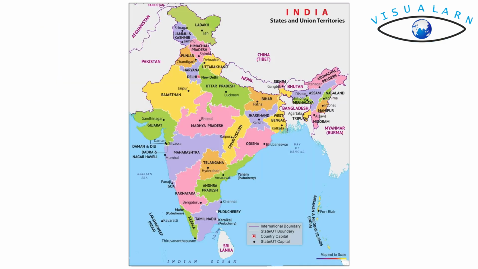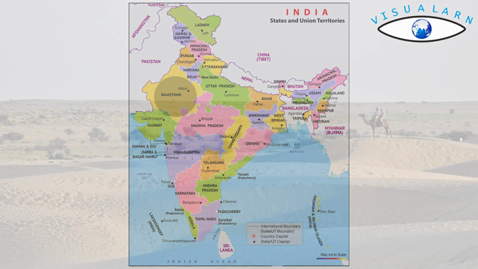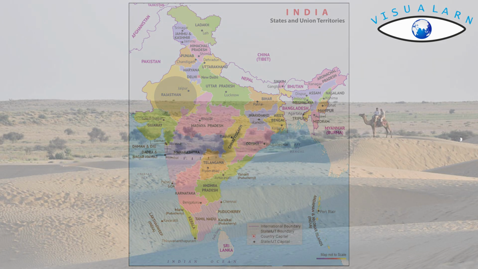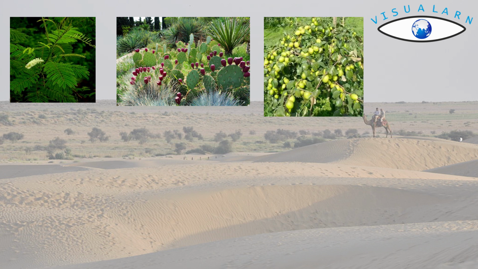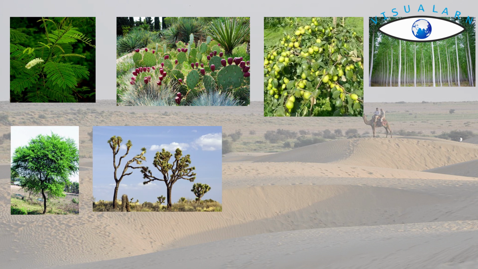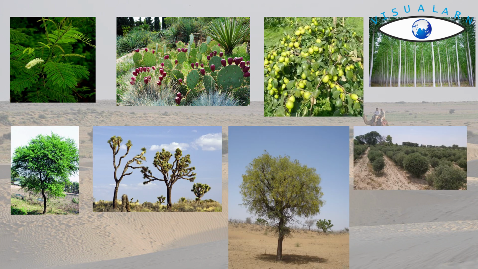In India, the vegetation of Rajasthan is categorized as natural desert thorn forest. The plants commonly found in Rajasthan are cactus, cassia, berry, eucalyptus, babul, acacia, khejri, etc.